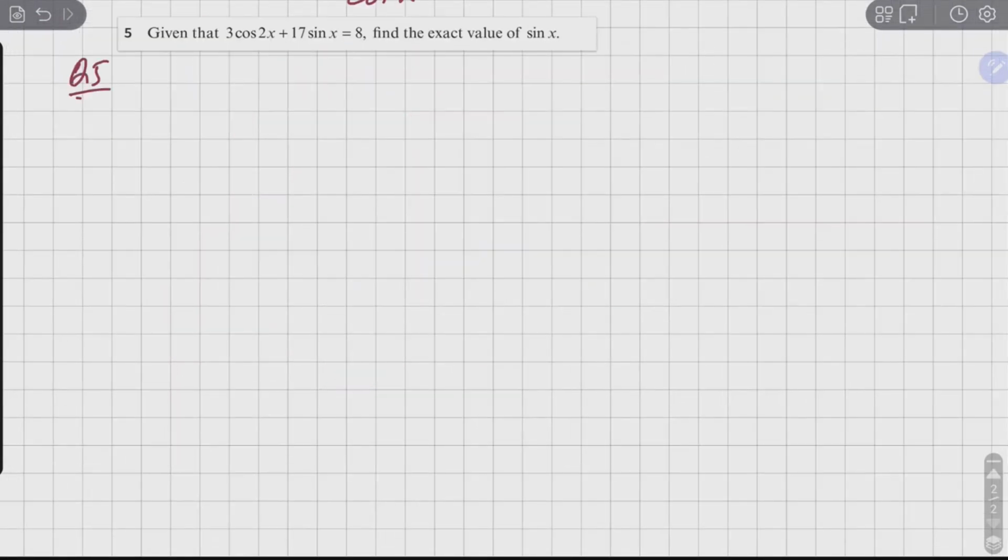This is question number 5. 3 cos of 2x plus 17 sine of x is equal to 8. Find the exact value of sine of x. See, cos 2x, pay some attention to this, and here it is sin x.